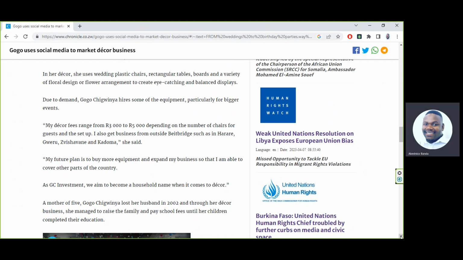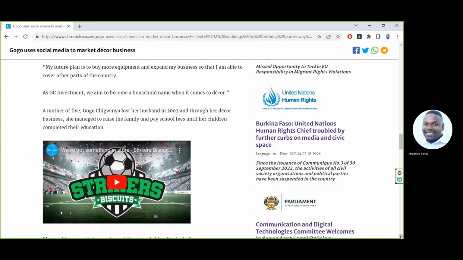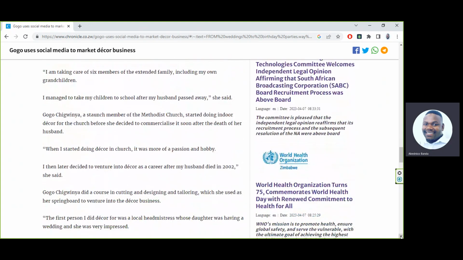A mother of five, Gogo Chigwinya lost her husband in 2002, and through her decor business, she managed to raise the family and pay school fees until her children completed their education. "I'm taking care of 6 members of the extended family, including my own grandchildren. I managed to take my children to school after my husband passed away," she said.